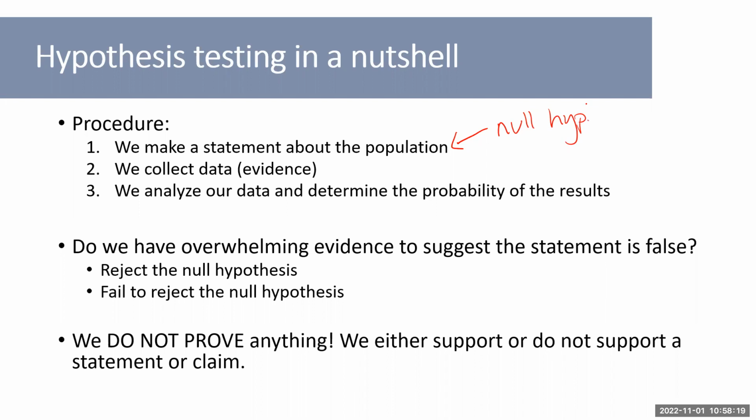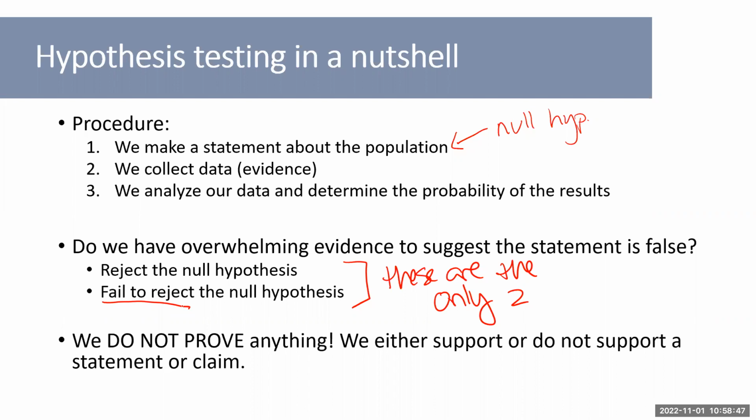We can only make two decisions. These are the only two that we can make. We can either reject the null hypothesis or we can fail to reject the null hypothesis. So we're either going to say, nope, we have evidence to throw out that original assumption, or we're going to say, we don't have enough information to overturn it. So it might be true, it might not.